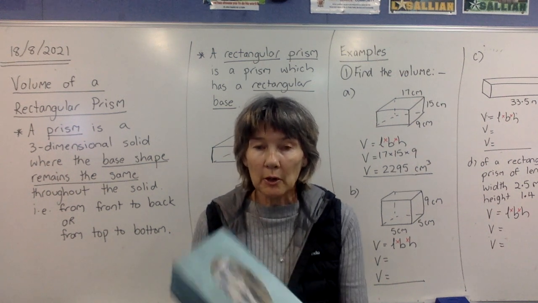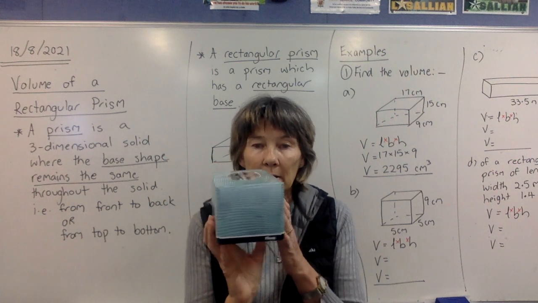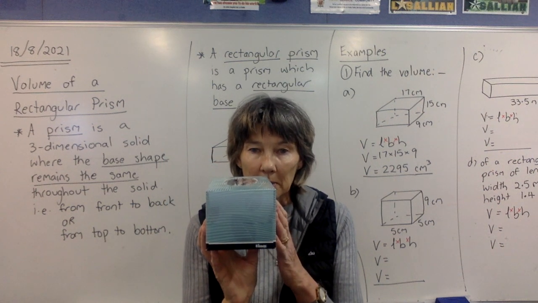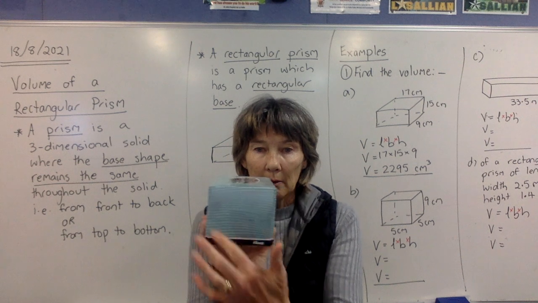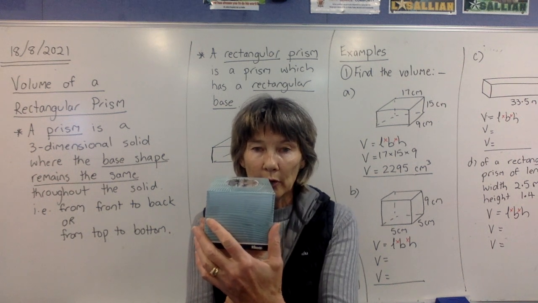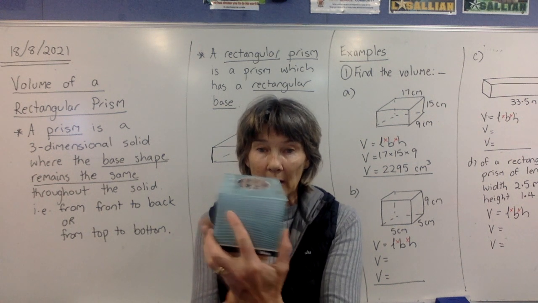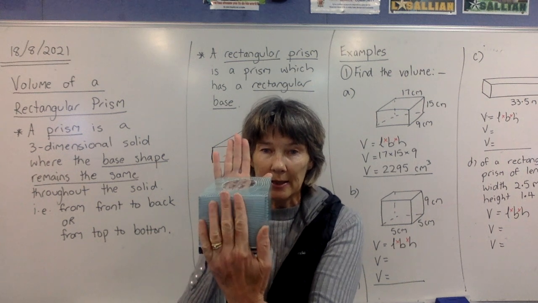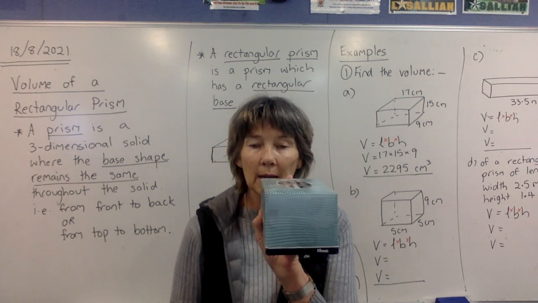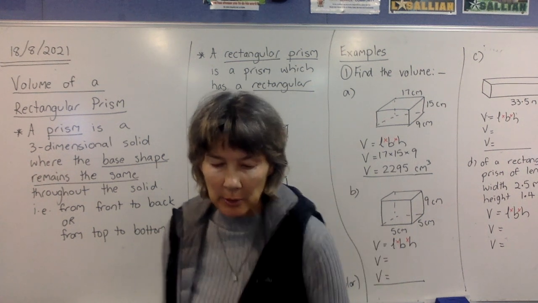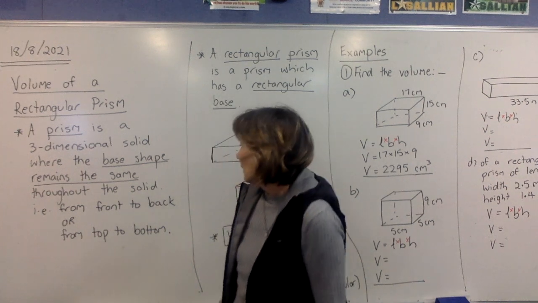Or the same tissue box, you could look at it from this end. So this end here might be its face shape. And if we look at the opposite face on the other side here, where my hand is, it's exactly the same shape. So that's when you know you've got a prism.